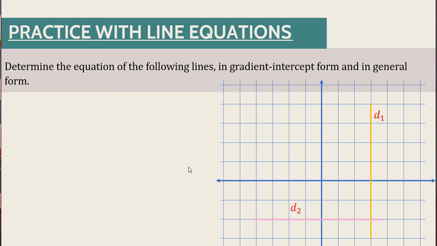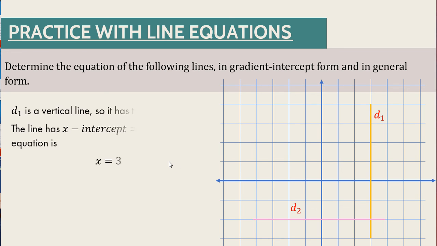And now, determine the equation of the following lines in gradient intercept form and in general form. Now we have one vertical line and one horizontal line. And as you know, the gradient intercept form cannot describe a vertical or a horizontal line. So in this problem, we can use only the general form of the equation for a line.